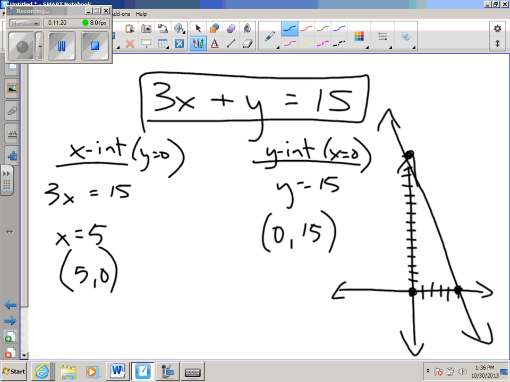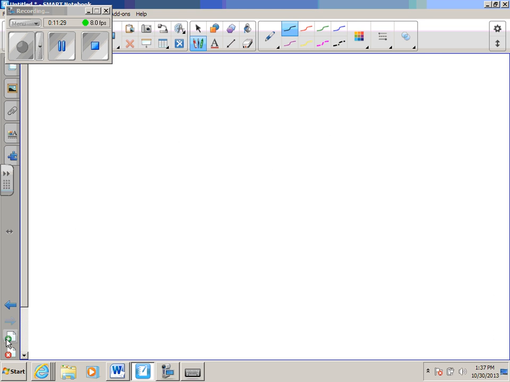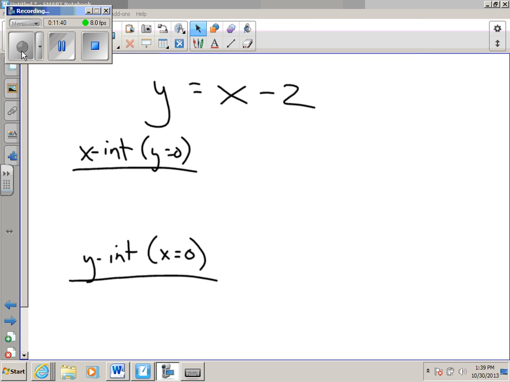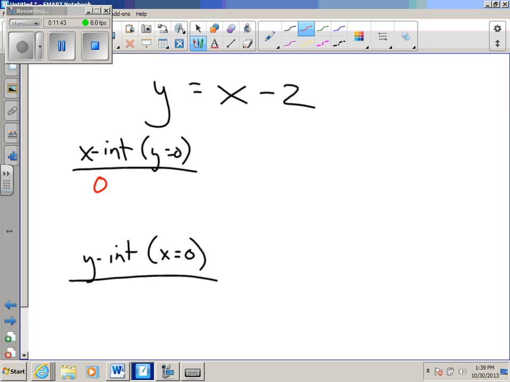Okay, can I give you one a try real quick? I don't need a perfect graph, at least while we're doing these in class. Give you an easy one. Y is equal to x minus 2. Okay, so when our y is equal to 0, x minus 2, and we solve for x. Do the opposite of subtraction 2. So x equals 2 minus 2 equals 0, right?